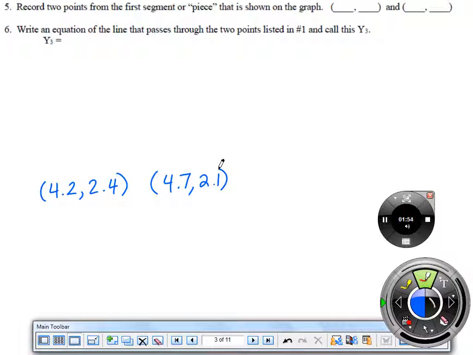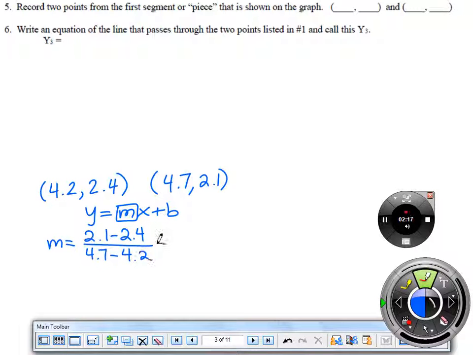Remember what we talked about in order to get our equation in slope-intercept form. The first thing we needed to find was a slope to plug into our equation. The way that we do that with our points is we take one y coordinate, subtract the other, and then one x coordinate and subtract the other. So I'll do 2.1 minus 2.4 over 4.7 minus 4.2. So I'll get negative 0.3 over 0.5. When you guys divided that out, what did that give you, if anybody knows? 0.6?